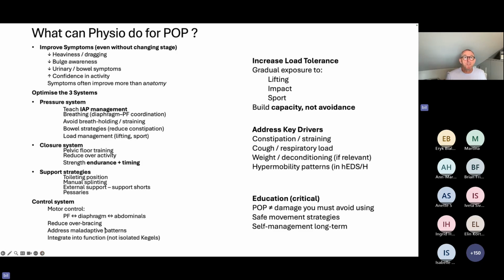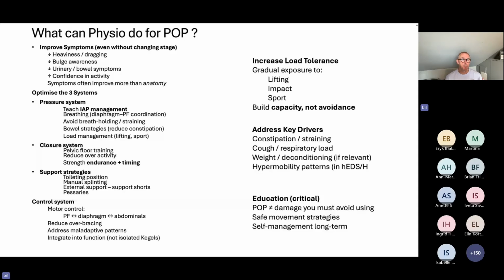So to improve symptoms, what can we do for that? Well, we can improve symptoms without even changing the stages. We can reduce heaviness, dragging. We can reduce bulge awareness, reduce urinary and bowel symptoms. We can increase confidence and activity. Symptoms often improve more than the anatomy, though. You can still often assess these patients as having prolapses, but actually their symptoms are improving significantly.